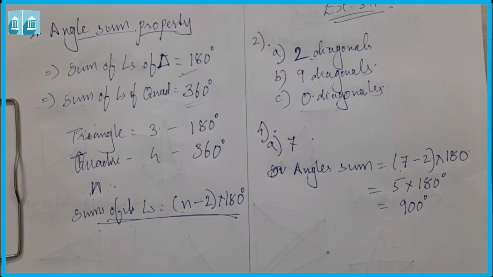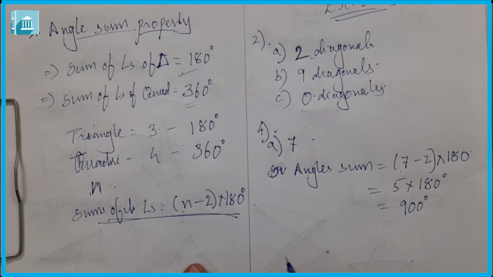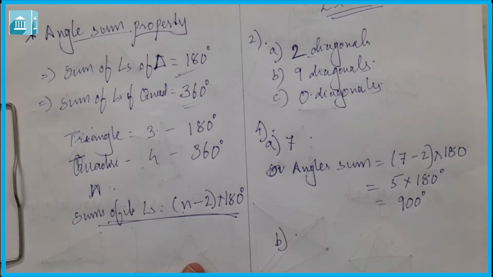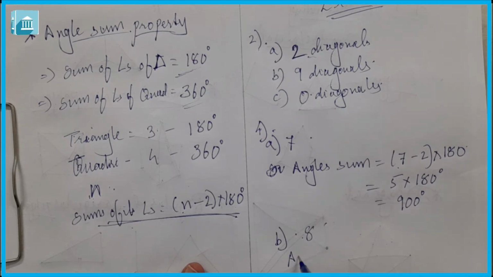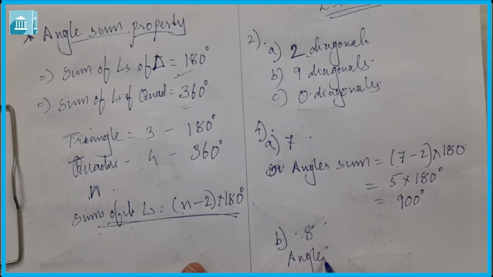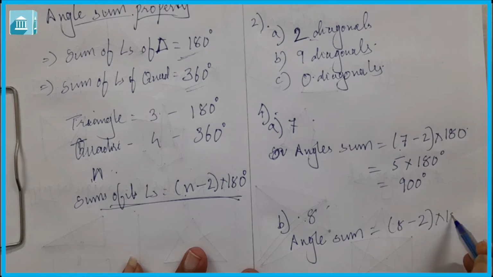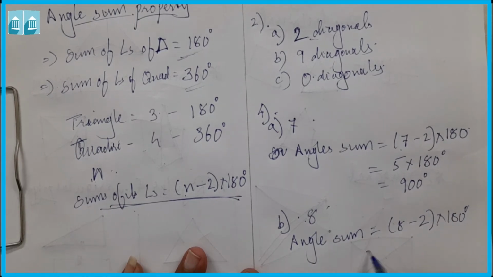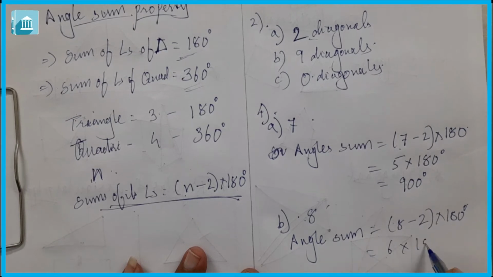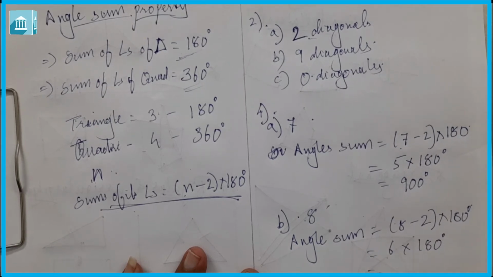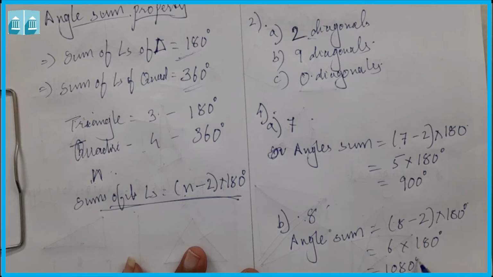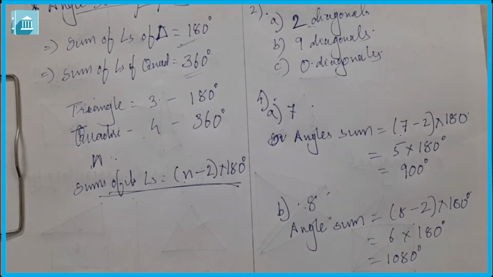In the same way, let us do B, that is 8. B is 8, then the angle sum is equal to 8 minus 2 into 180 degrees. So 8 minus 2, that is 6 into 180 degrees. 6 eights are 48, 6 ones are 6, so this is 1080 degrees. In the same way, you can do C and D.